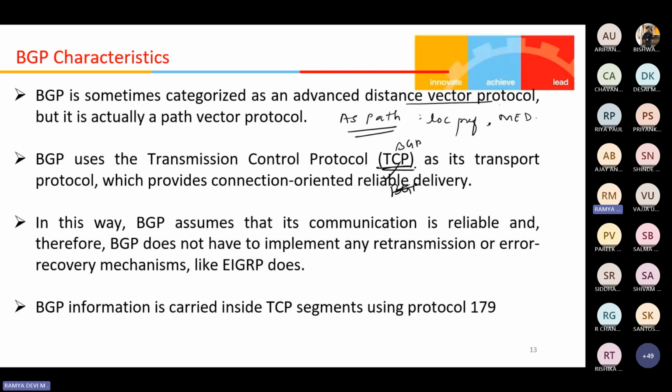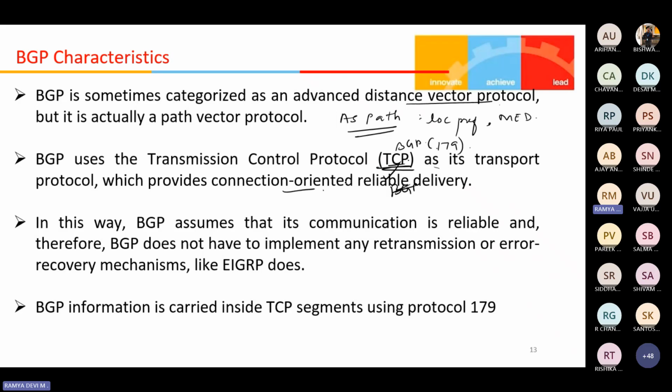What is the port number for BGP? The port number is 179. So it will be a connection-oriented protocol. Why? Because it runs on top of TCP. So connection-oriented sessions will be provided between the BGP peers. For reliable delivery, it uses acknowledgements, retransmissions, flow control. Everything will be handled by TCP.